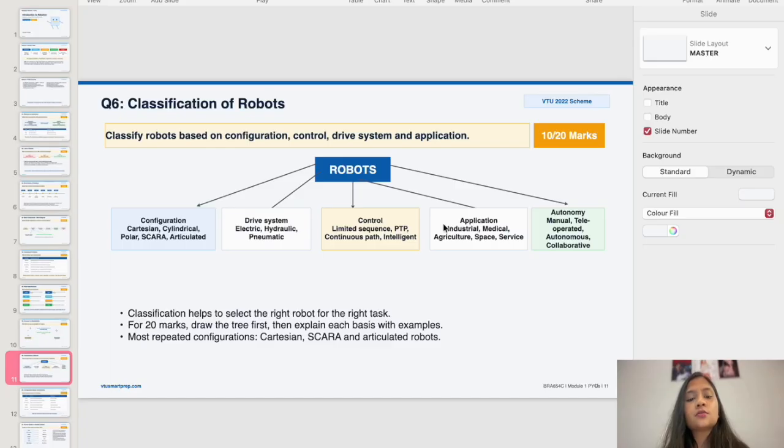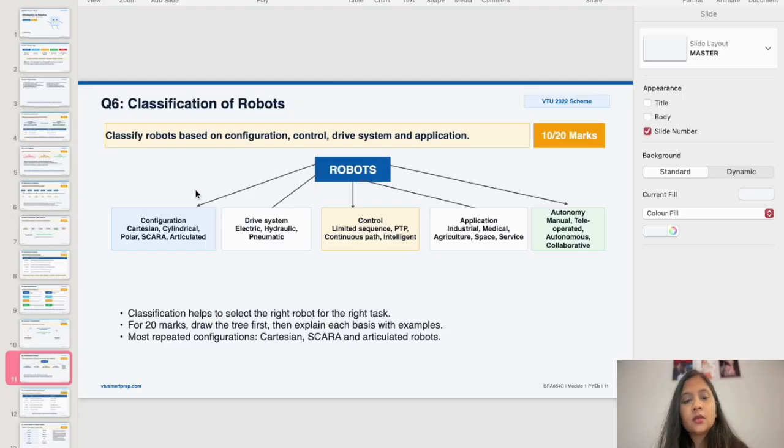Okay, so this is what you can remember. These are the classifications of robots: configuration, drive system, control, applications, and autonomy. So this is what you have to remember along with the examples, what the drive systems are, and what each configuration consists of. Those things you can include in that.